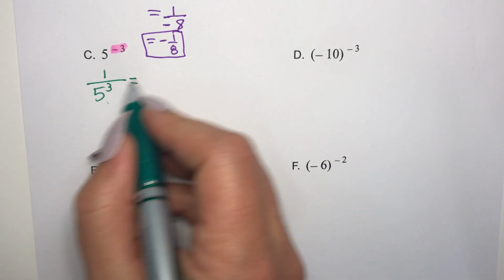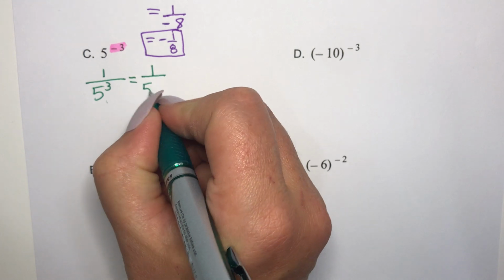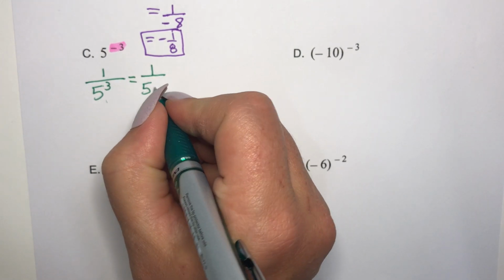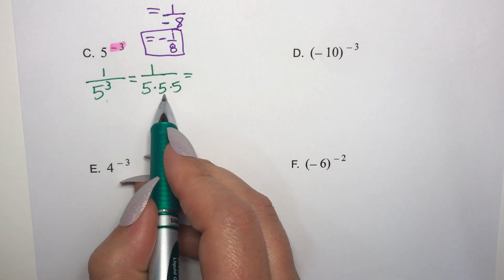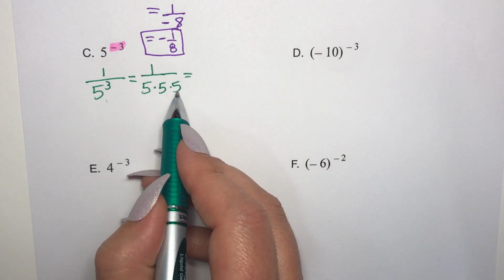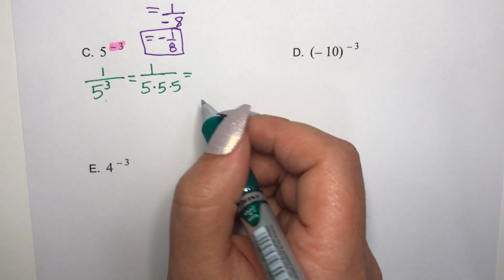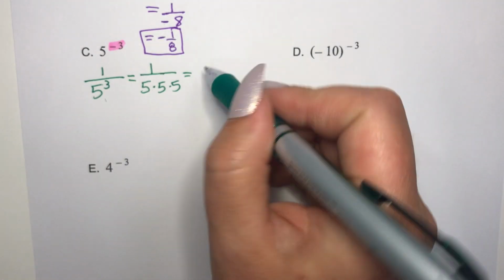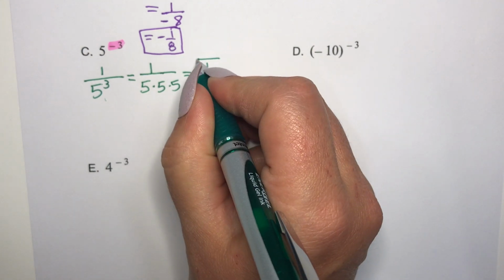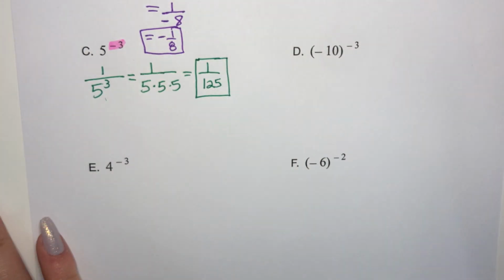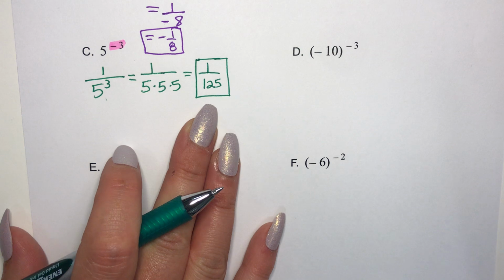Okay, so 1 over 5 to the 3rd is the same thing as 1 divided by 5 times 5 times 5. 5 times 5 is 25. 25 times 5 is 125. I feel like we've done this problem before. Oh, we did up there. 125. Okay. Sometimes it's nice to just do a problem again. Okay, there we go on that one.